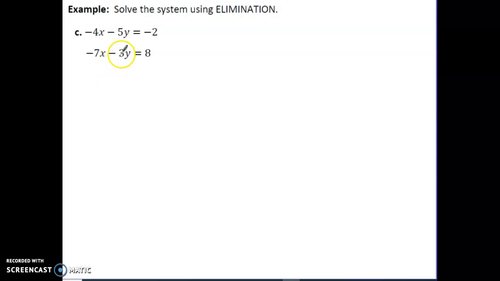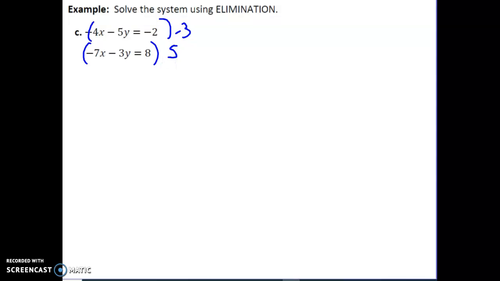And remember, I want my numbers to be opposites. So let's suppose this time I want to cancel out the y's. Well, what will 5 and 3 both go into? They'll both go into 15. So I need one of these to be a positive 15, and I need one of these to be a negative 15. So I'm going to choose to multiply the top equation by negative 3, and I'm going to choose to multiply the bottom equation by positive 5.